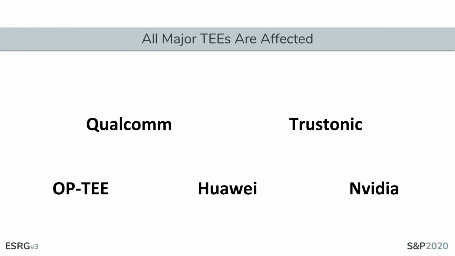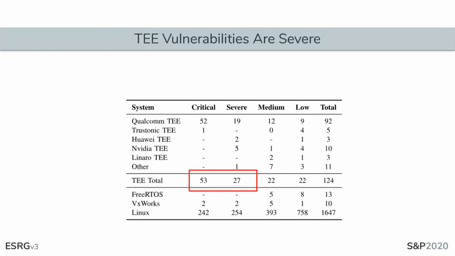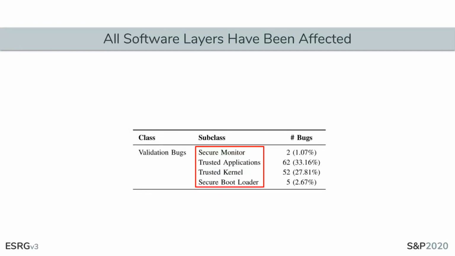From these vulnerabilities, we learned that all major TEs have been compromised at some point. We also learned that most of the reported vulnerabilities severely affect system security, with most vulnerabilities scoring severe or critical classifications. Furthermore, all secure software layers have shown themselves vulnerable. These facts raise questions on the security guarantees that these systems actually provide.